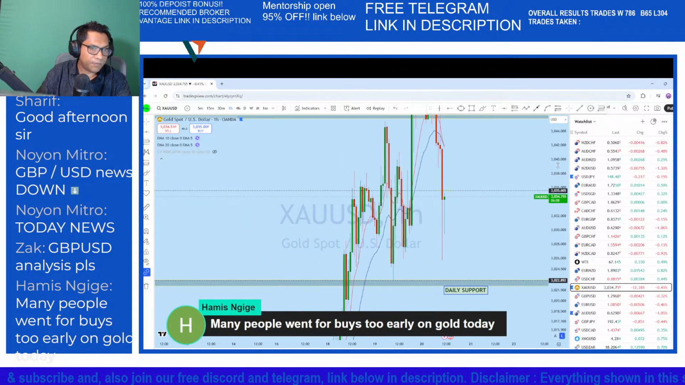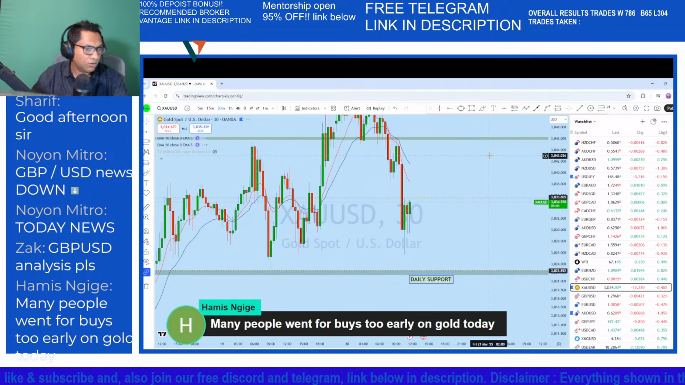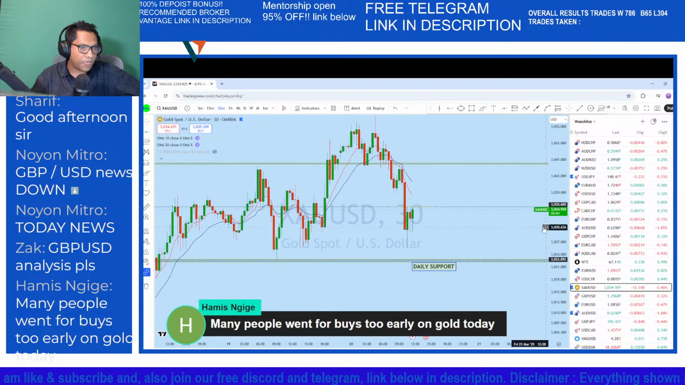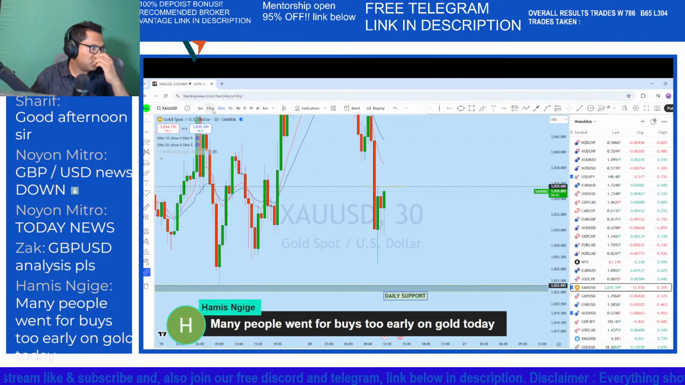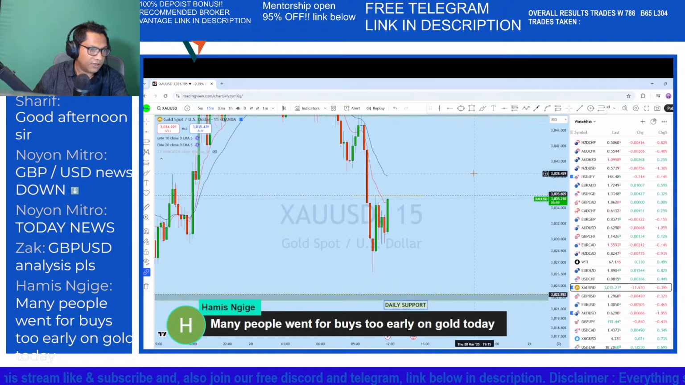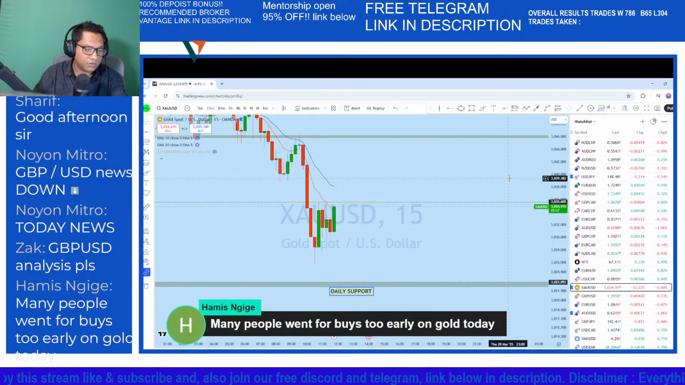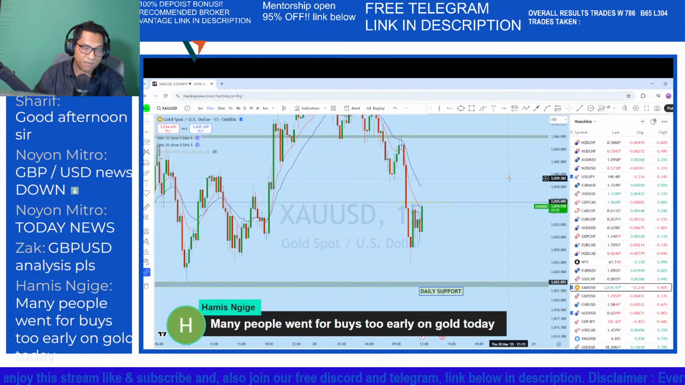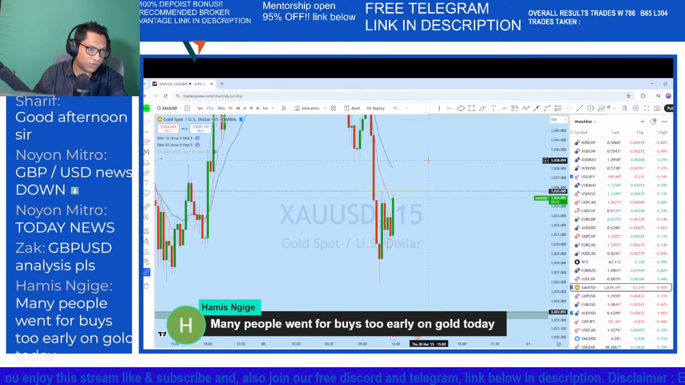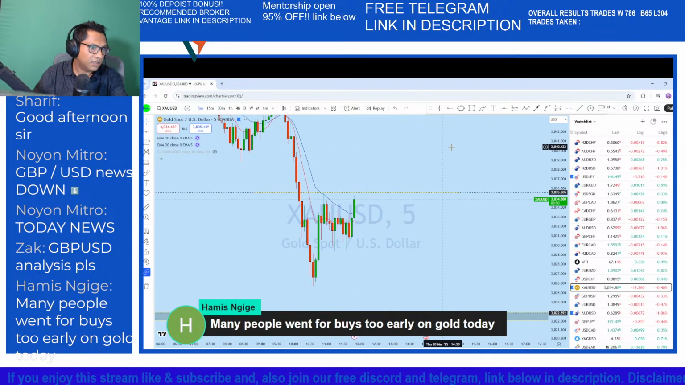So it's very important, guys. This is where the analysis is very important. When you see the market behaving differently, that means there's some change in sentiment. That's what you could see the market is doing.